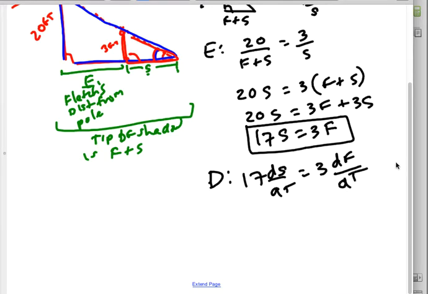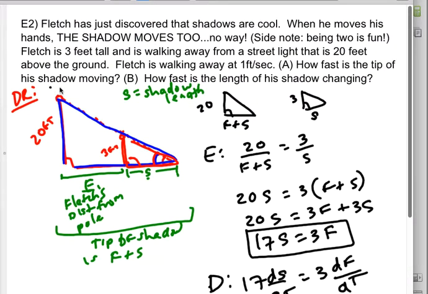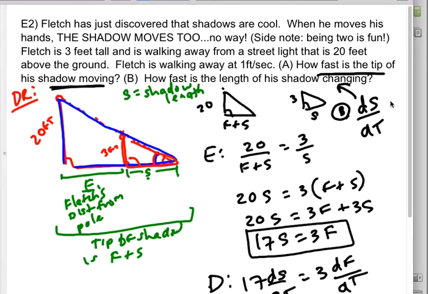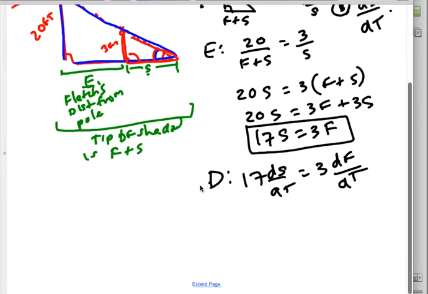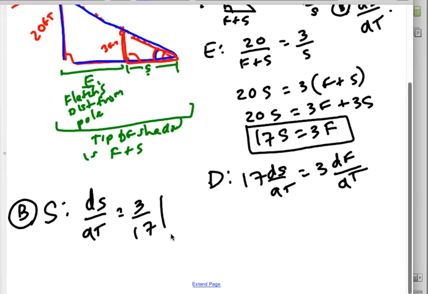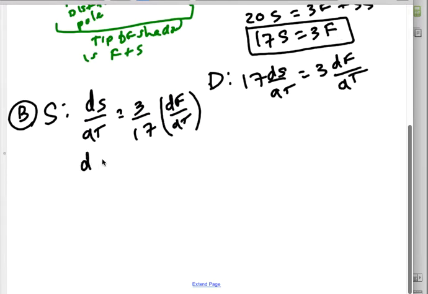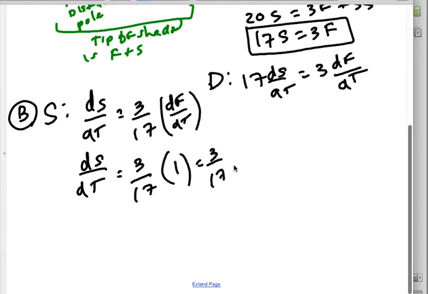Well, the first thing I'm asked in A is how fast is the tip of his shadow moving. Well, A is actually the harder question. B is actually the easier question. So B is asking me, what is ds/dt? That's what B is asking. So let's do B first. So for B, when I go to substitute in, ds/dt should be 3/17 of whatever df/dt is. That should be 3/17 of how fast he's walking. So ds/dt is going to be 3/17 times that 1 foot per second, or just 3/17 feet per second.